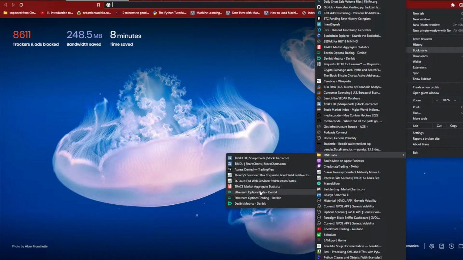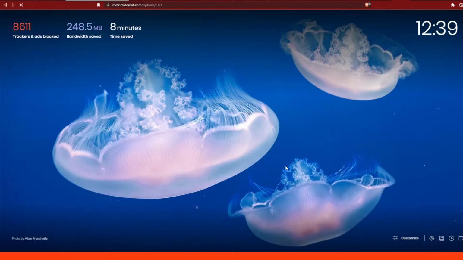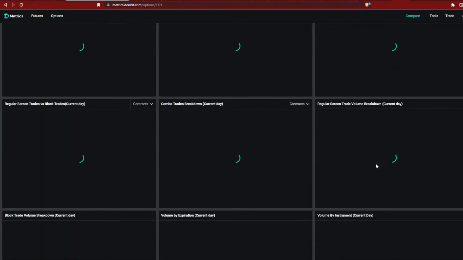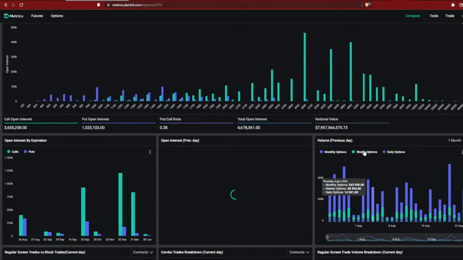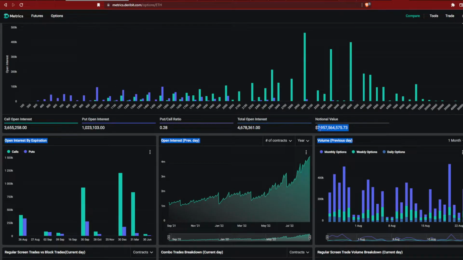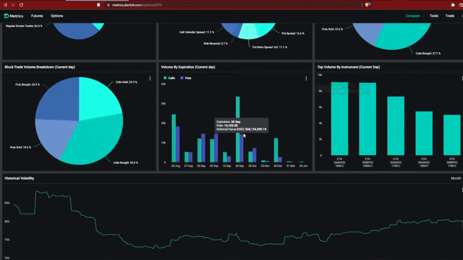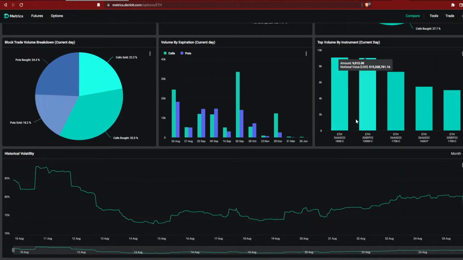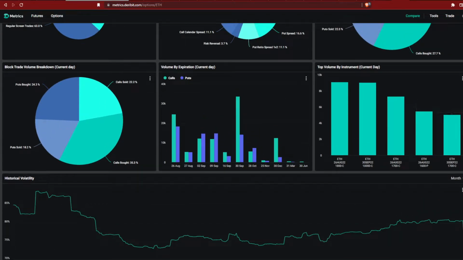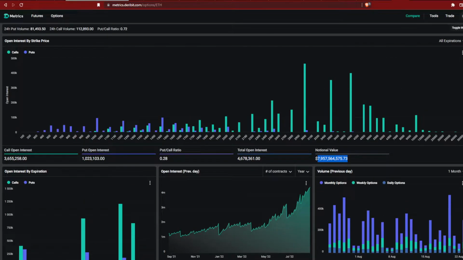Interesting. Let's actually take a look. I want to see. I'm curious. 7.9. We're back to around $8 billion of notional value. August 26th, September 30th. So it's all short-dated stuff. Lots of September 30th. 10,000 calls, 1,700 calls. So all out of the money. So are they really chasing this thing?